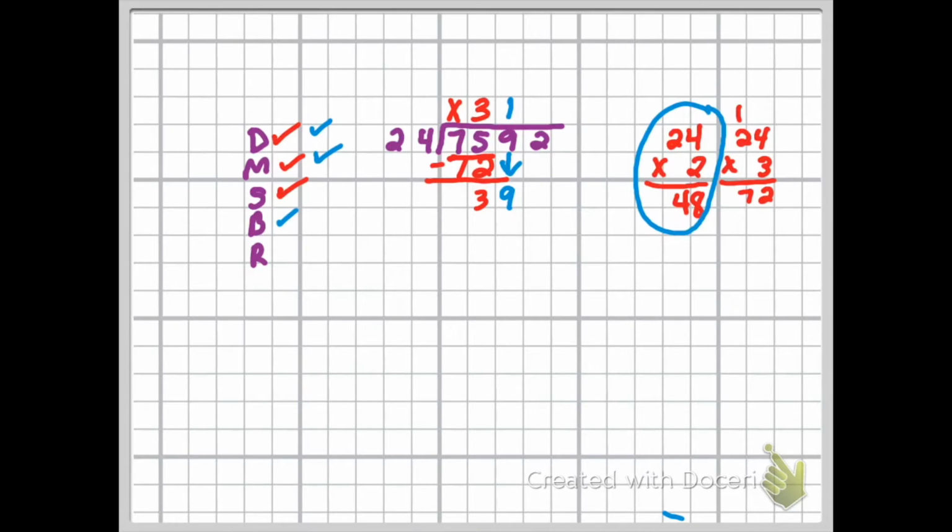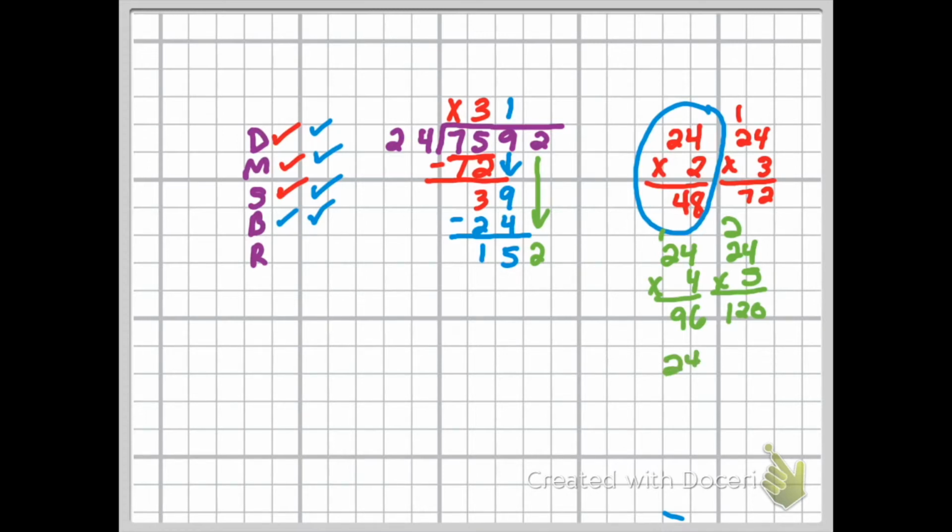24 times 1 is 24. And we're going to subtract. And we still have 1 more place value, so we're going to keep going and bring it on down to where the new amount we're working with is 152. Now, I'm already noticing that I'm going to have to do some more multiplication. So I'm going to multiply 24 times 4 off to the side, 24 times 5, and I'm going to keep going until I get as close to 152 as possible.